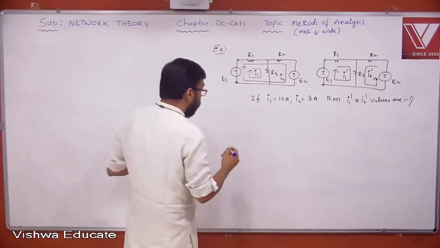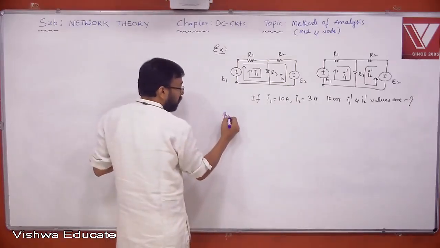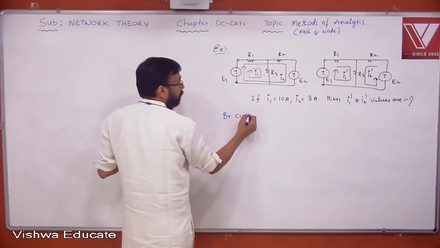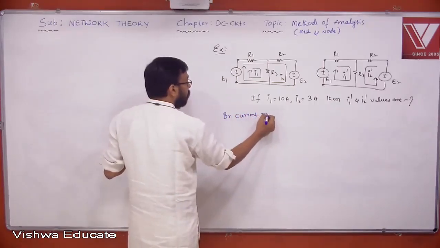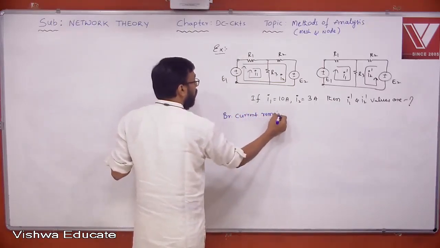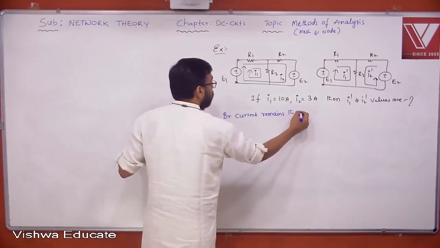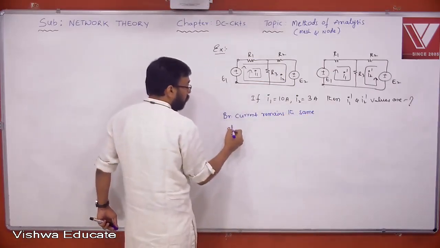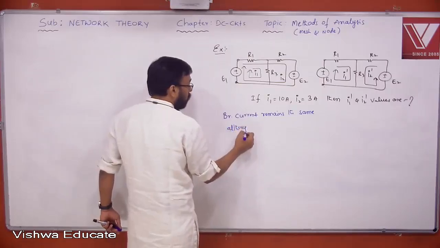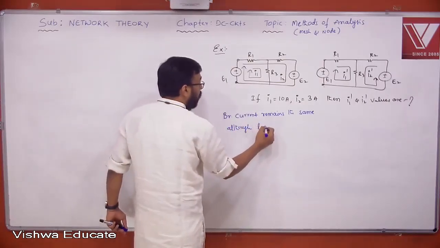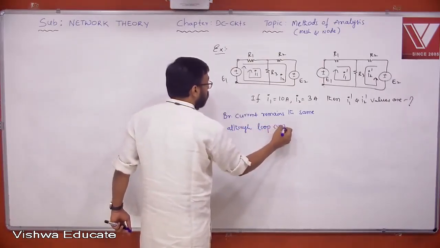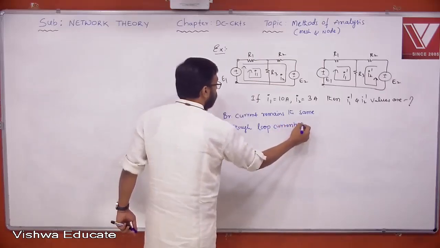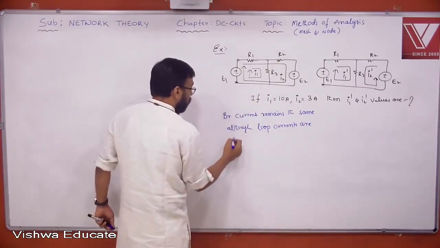So write down the point here: branch currents remain the same, although loop currents are different.